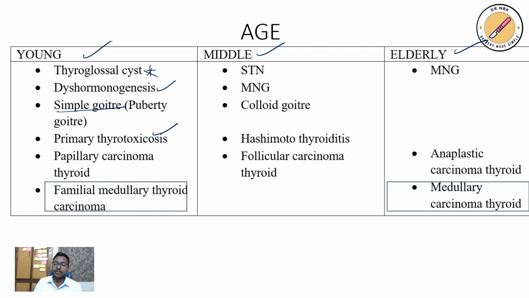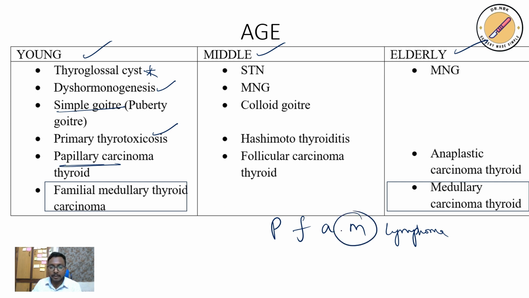When it comes to malignancies, you have five important malignancies: papillary, follicular, anaplastic, medullary, and lymphoma. Out of these five, papillary is usually seen more commonly in the younger age group, and it also occurs in the middle age group. Medullary malignancy is again of two types: one is familial, the second is non-familial or sporadic. Any familial variant of a particular disease will usually manifest at a younger age, so the familial variant of medullary thyroid carcinoma will usually occur in the younger age group.